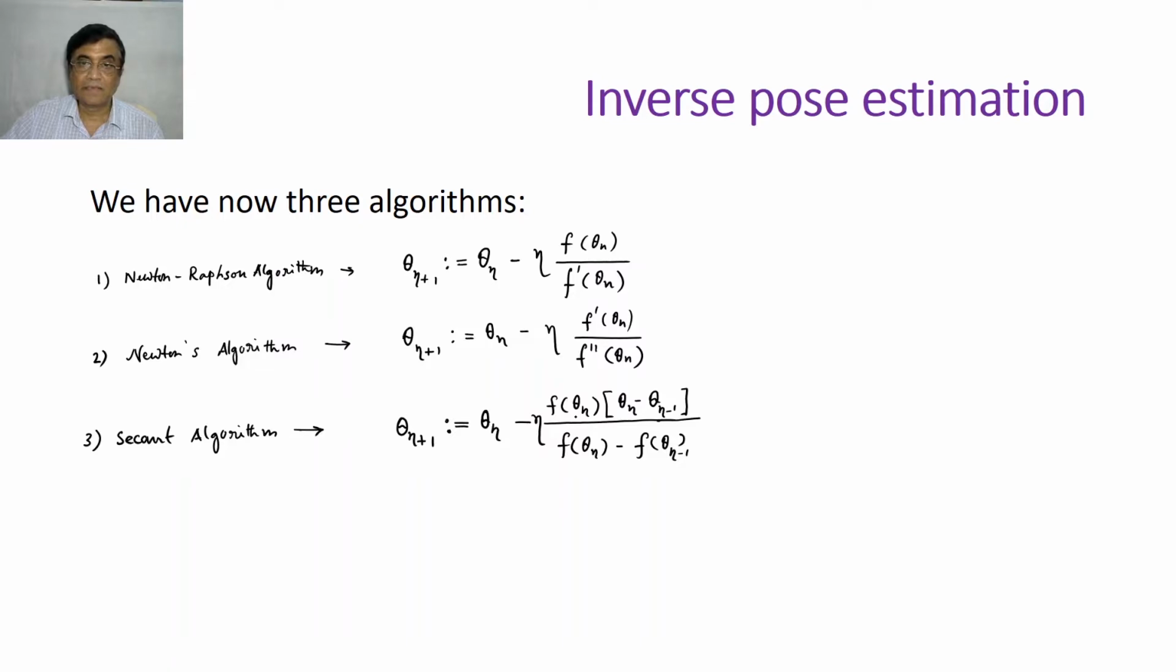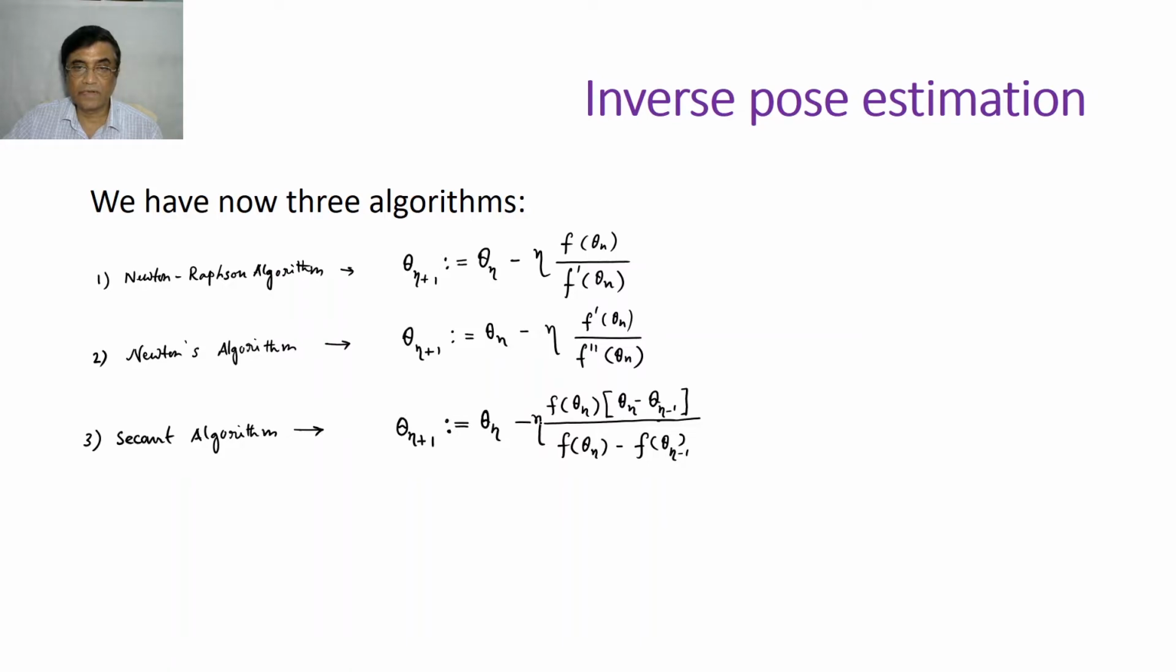And here you need to make 2 initial guesses, and these are the things which are known. Functional value at initial guess theta n will be known. Functional value at theta n minus 1 will be known. All kind of thing, right?